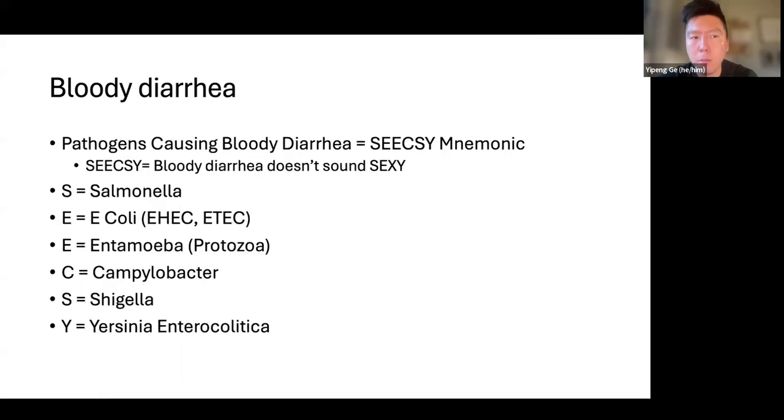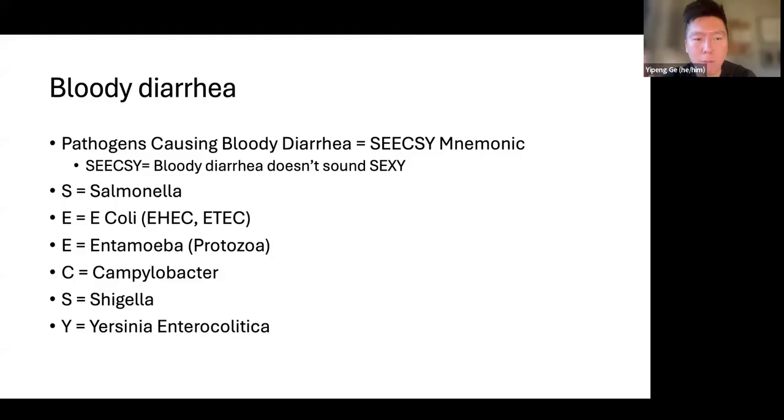Here is an acronym, as I briefly alluded to earlier, about bloody diarrhea. The mnemonic is SEXY. Bloody diarrhea doesn't sound sexy. S is Salmonella, E for E. coli, E also for Entamoeba, C for Campylobacter, S for Shigella, and Y for Yersinia. And these are all causes of infectious bloody diarrhea.